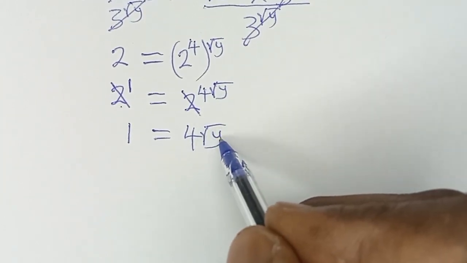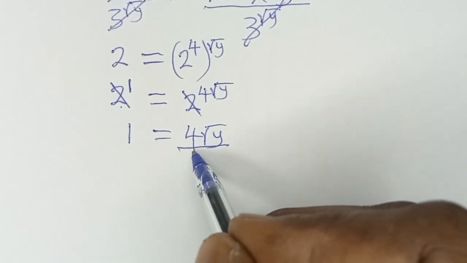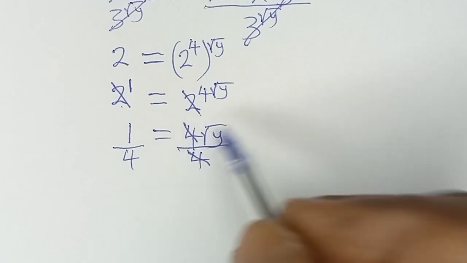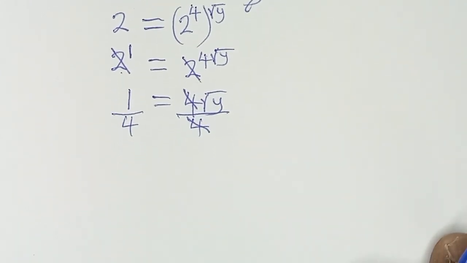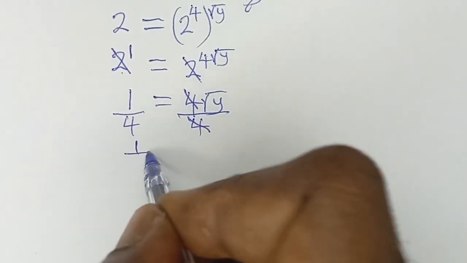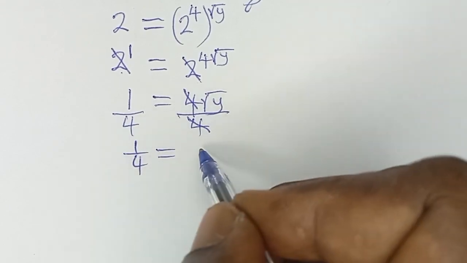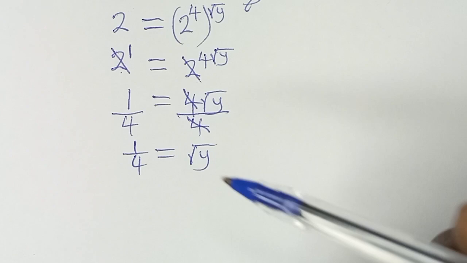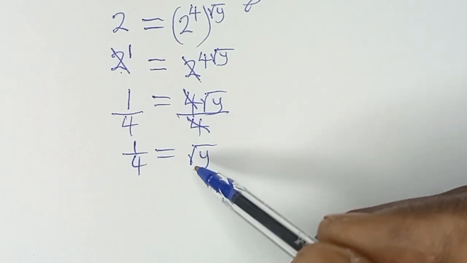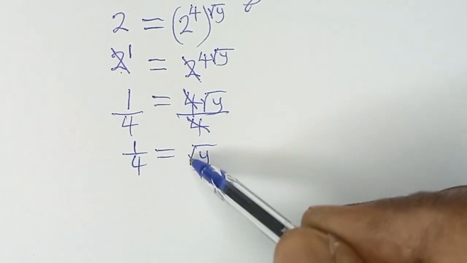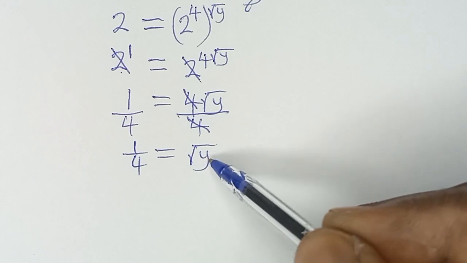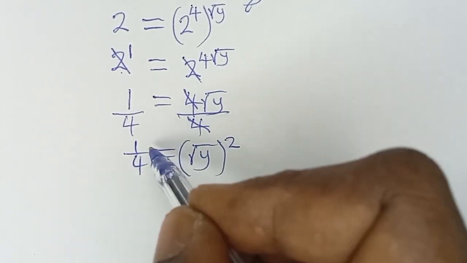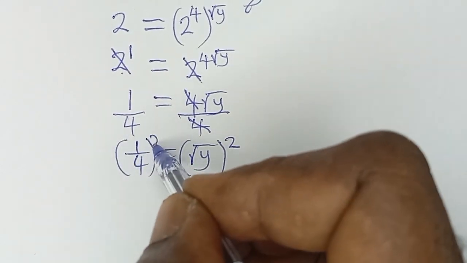Don't forget, I'm looking for the value of y. So I can divide both sides by 4 and divide this side by 4, so that here 4 will cancel 4. So I'm left with 1 over 4 on this side. 1 over 4 is equal to root y on this side. So the next thing to do now is to square both sides, because when you have a root like this and you are looking for the term inside the root sign, what you just need to do is to square both sides of the equation so that you have what is inside the root sign.